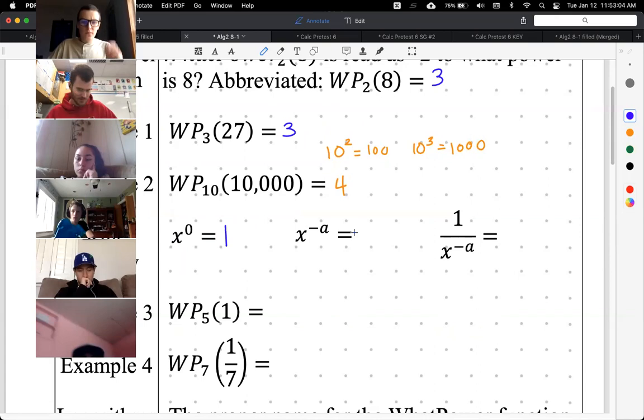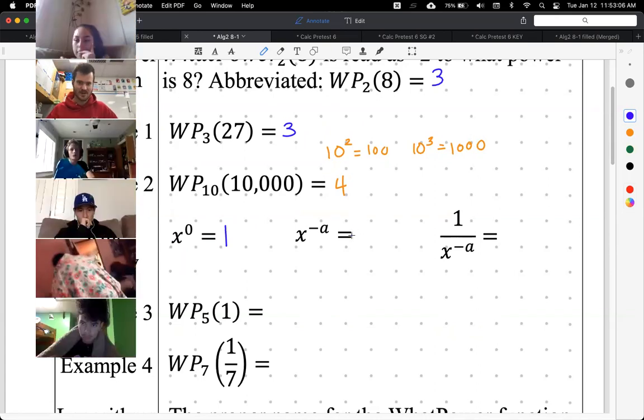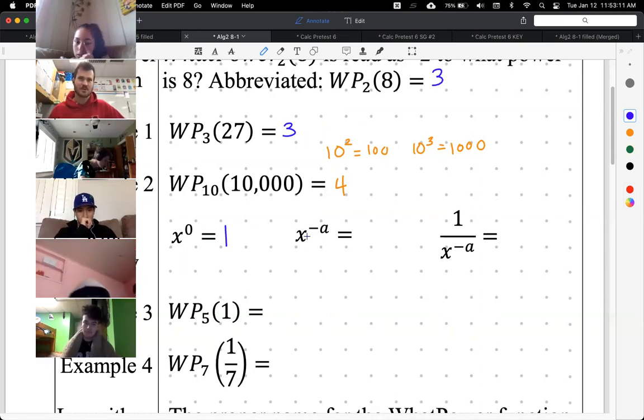All right. This one you can't do with your hands. You have to actually raise a quiet hand to answer. X to the power of negative a. How do I rewrite this without any negative power as a review?